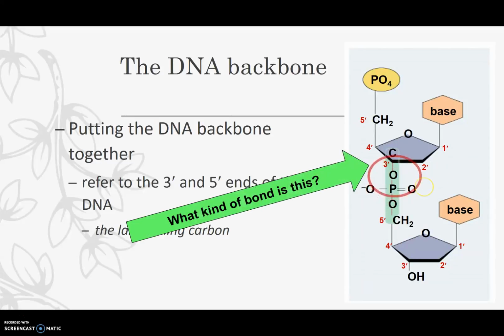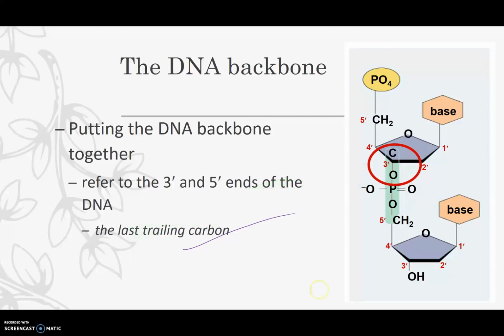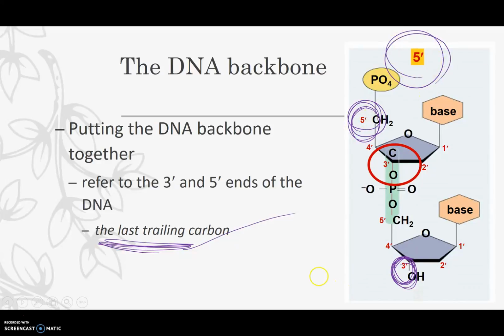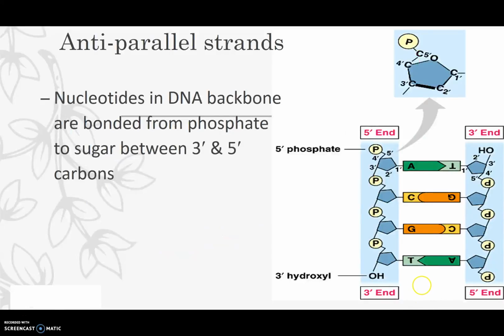So when we are building a DNA, what kind of bond is that? Good, it's a phosphodiester bond. So if we see here's 2 nucleotides, I can see here's my 5 prime end, there's my 3 prime end. We want to look at the last trailing carbon. At the bottom here it's a 3, and at the top here it's a 5. So what I say is this is the 5 prime end, and this is the 3 prime end.